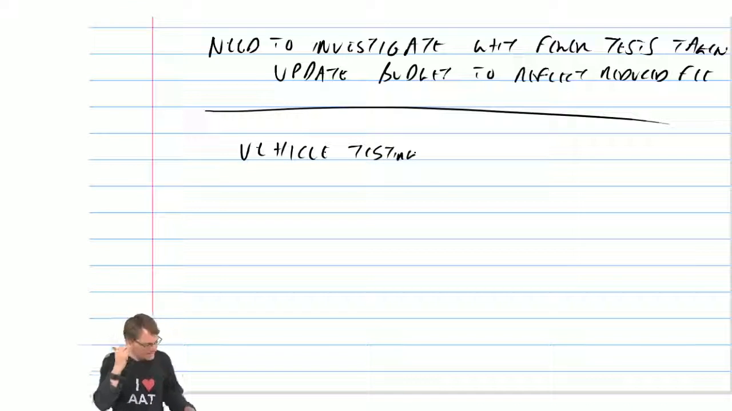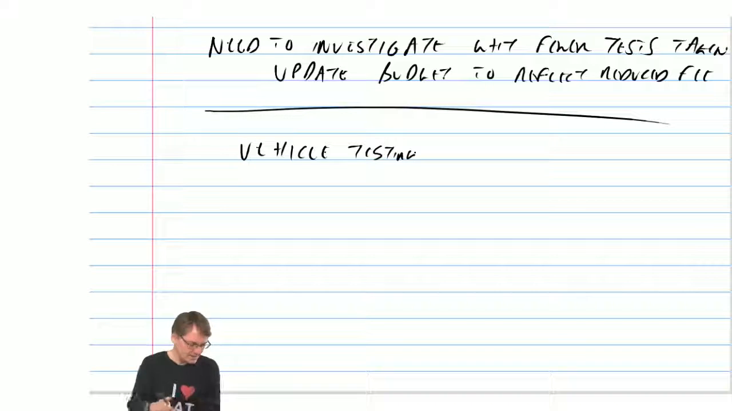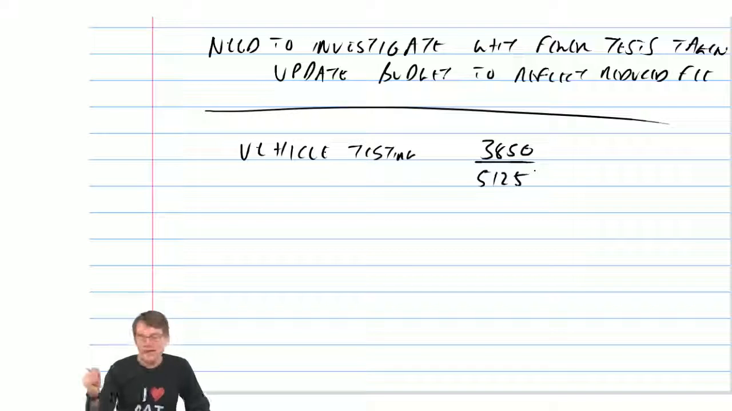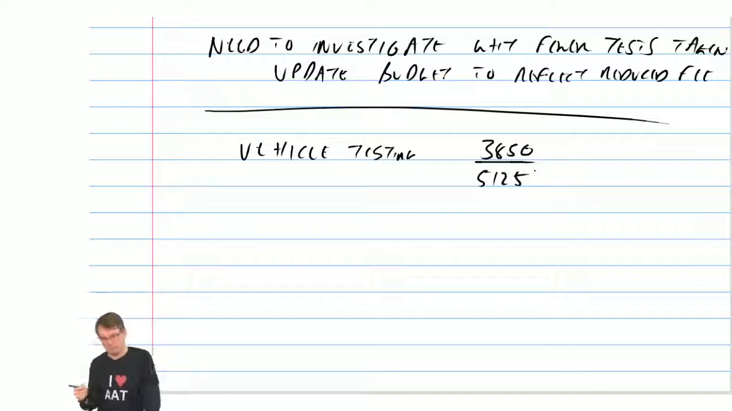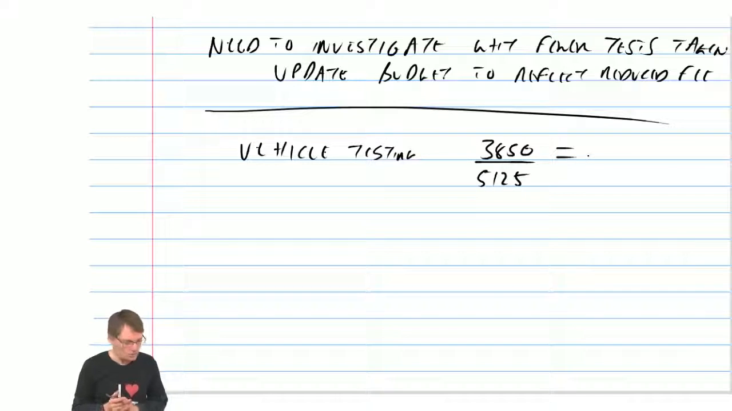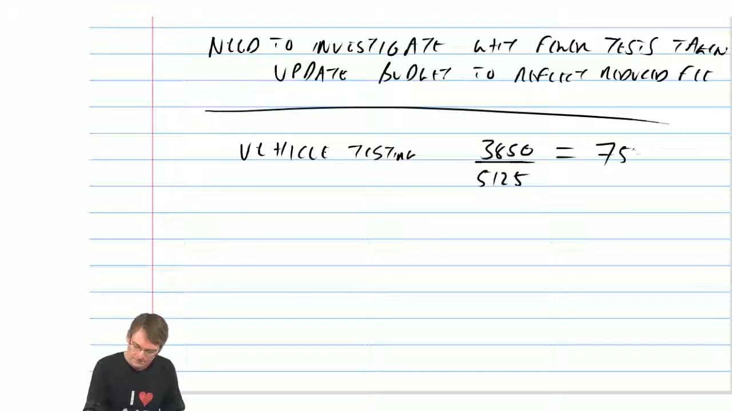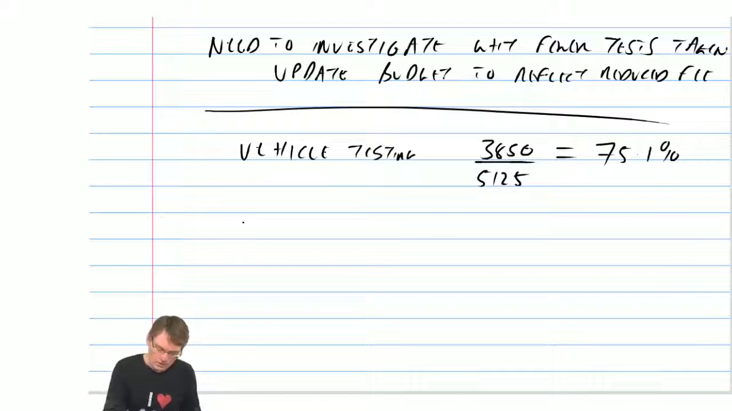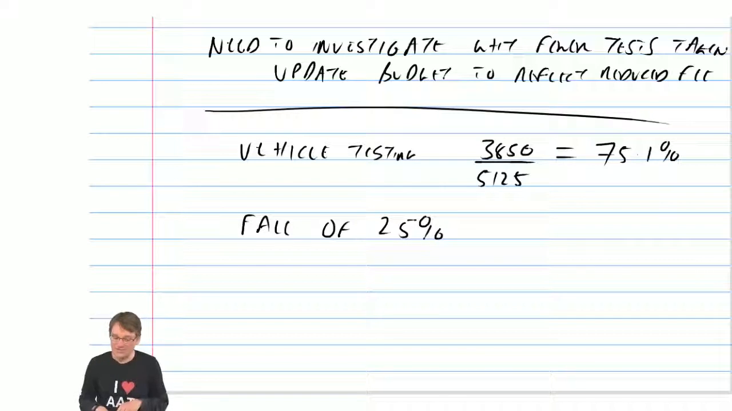And again, vehicle testing, it says cash receipts from vehicle testing sales, actual 3,850, budgeted 5,125. Actual is less than budget. So there's obviously a reduction on budget. If you do 3,850 over 5,125, you get 75.1%. So in other words, this is a fall of 25%. So it's quite a significant fall.